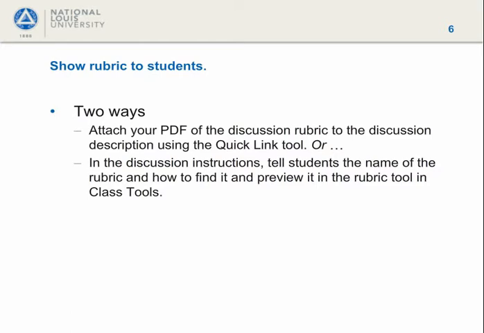How can you show your discussion rubric to students before they post and get assessed? There are two ways. Attach your PDF of the discussion rubric to the discussion description using the Quick Link tool, or, in the discussion instructions, tell students the name of the rubric and how to find it and preview it in the Rubric tool in Class Tools. I prefer the first of these because it does not require students to leave the discussion topic in order to view the rubric. That's the one I'll show you.